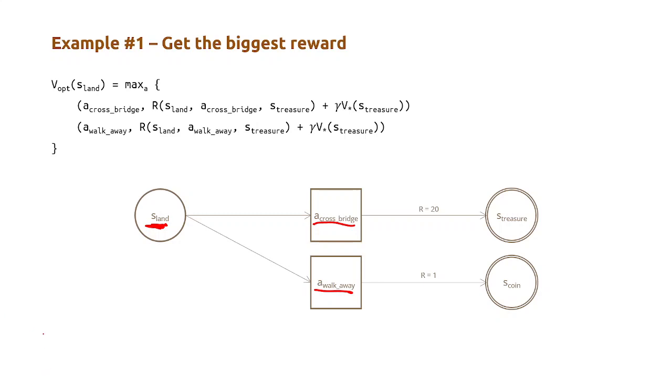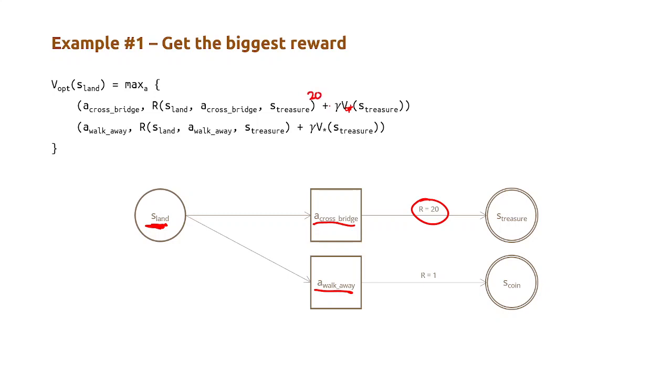Okay, so the value of S land when performing action cross bridge is the reward of S land performing cross bridge transitioning to S treasure plus our discount factor multiplied by V opt, the optimal value of treasure. Okay, so if we take a look, the reward of S land, cross bridge, treasure is 20, right? So this will be 20.